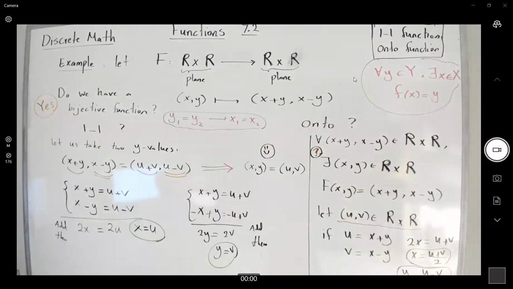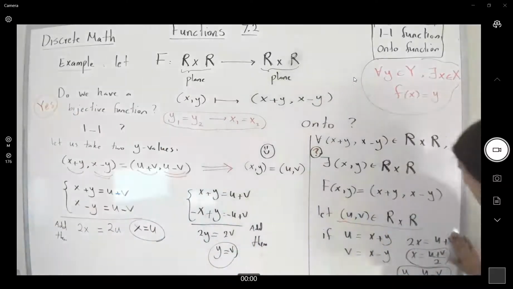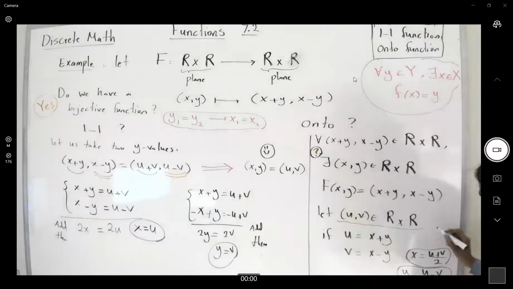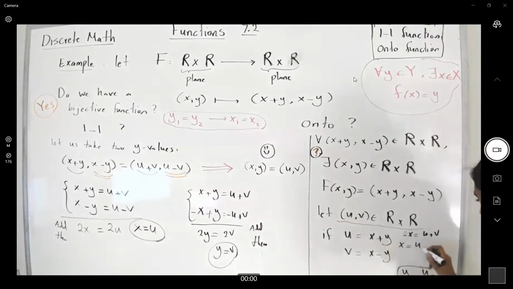Okay, can you see why here? Let me just move this a little bit off. So here you have 2x equals u plus v. So x is u plus v divided by 2, and y is u minus v divided by 2.